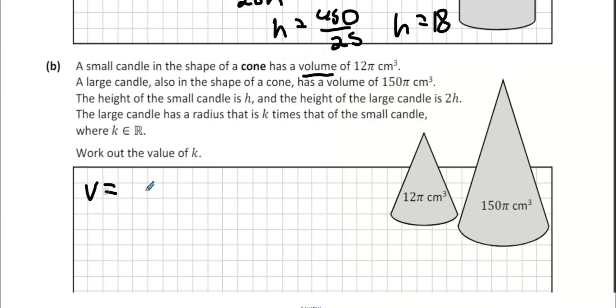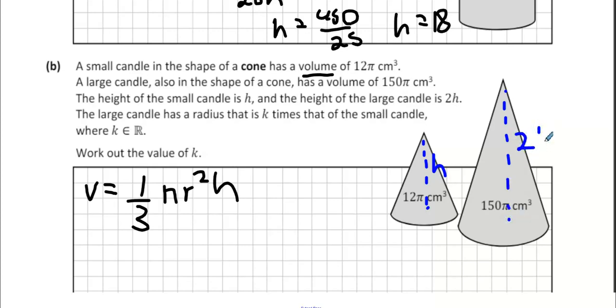So I'm just going to write down the volume of a cone formula, which would be a very good start. Next thing I'm thinking of is the small cone has a height of h. The large cone has a height of 2h. And then the small cone has a radius of r, but the large cone will have a radius of kr. Yeah, that's what I'm thinking.